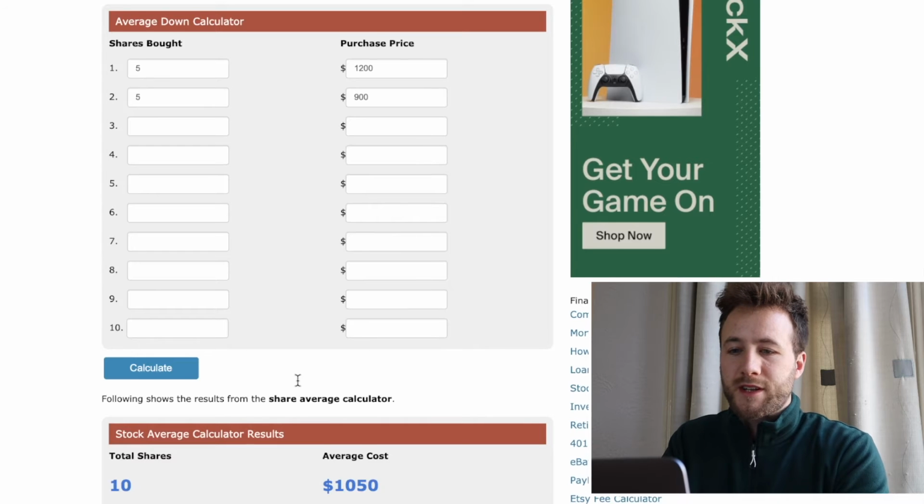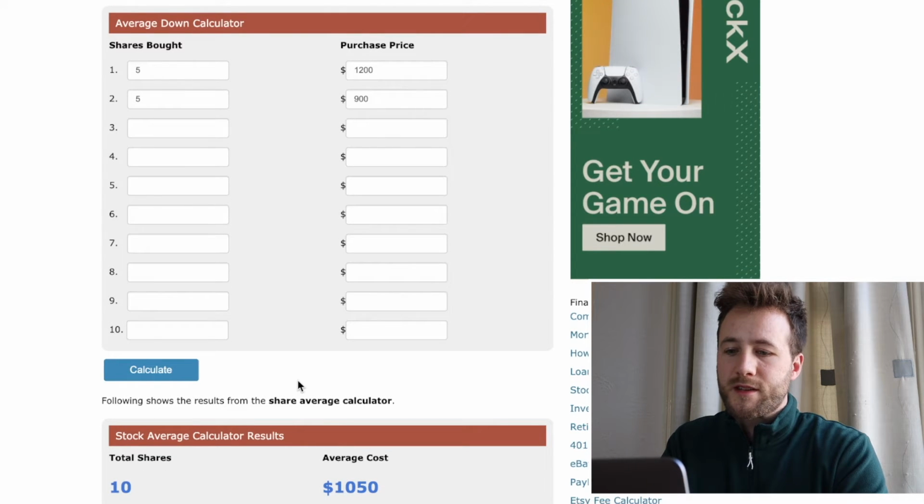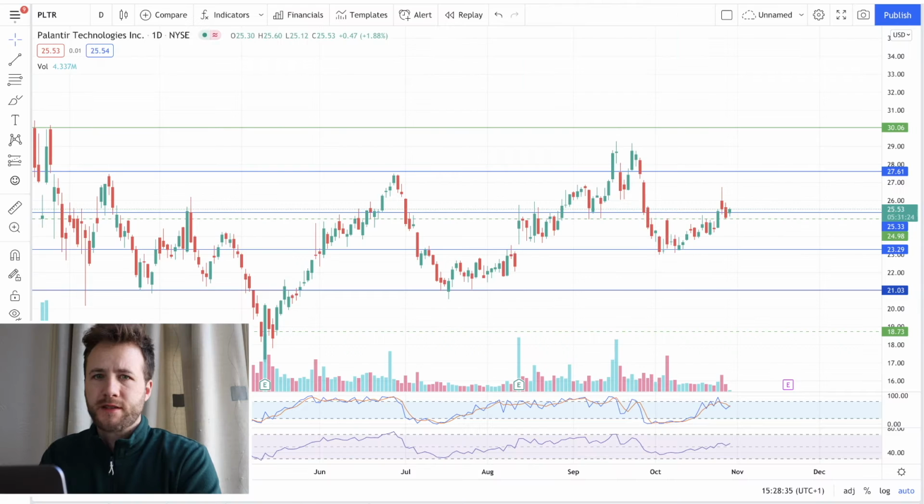So yeah, that's the averaging down side of things. So what we can do with tying this into technical analysis, if we jump over to the charts. So here's the chart for Palantir. What we're going to do is just analyse where I've drawn the lines. Obviously you'll have your own lines because it's part of your own technical analysis.